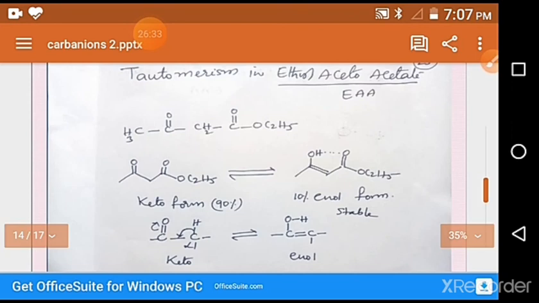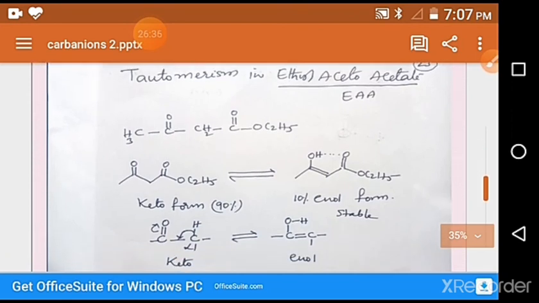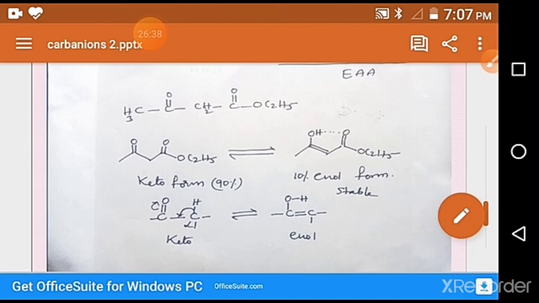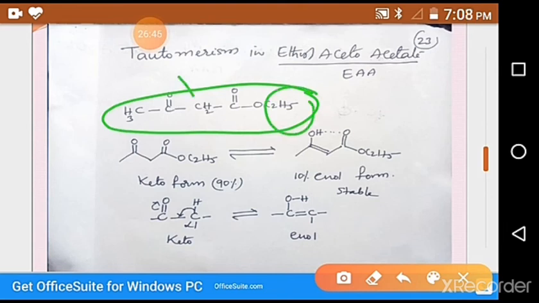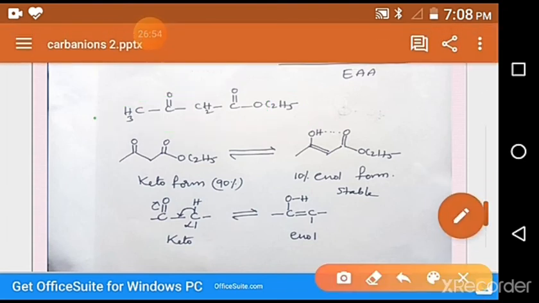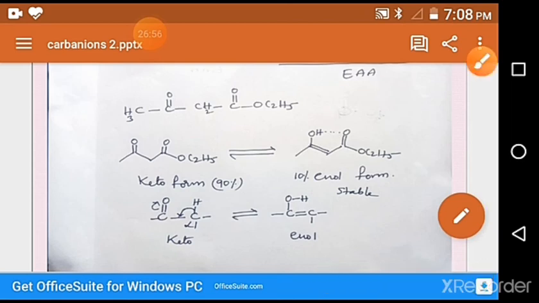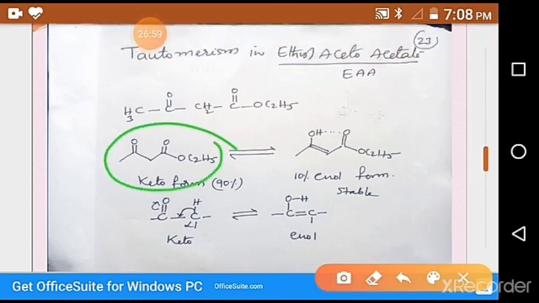Tautomerism in ethyl acetoacetate. This is the structure of ethyl acetoacetate. This is the ethyl group, and the acetyl group is there. It can also be written like this. So there is an active methylene group. This carbon has an active methylene group, so it also exhibits tautomerism.